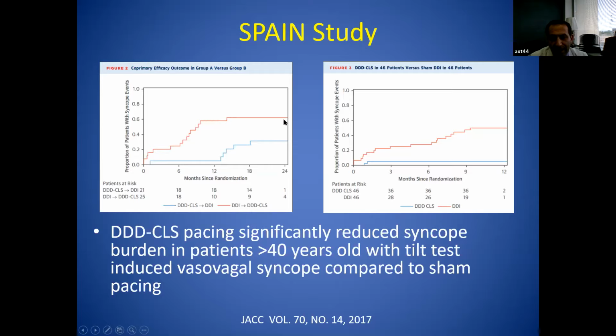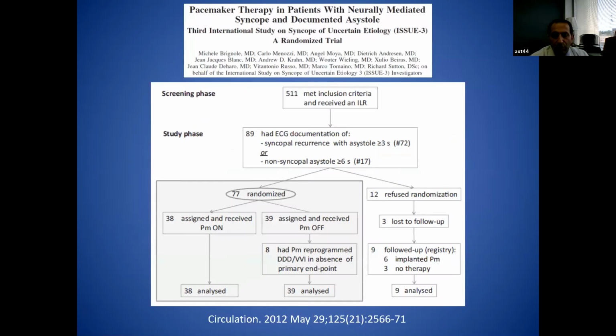The other group had syncope, and then once you turn CLS on, no more syncope. The curve flattened. And then the slide to the right just shows patients who were all along over a period of 12 months on DDD-CLS, and you can see that there was basically no symptoms, no recurrence of syncope. The Issue 3 study was published in 2012.